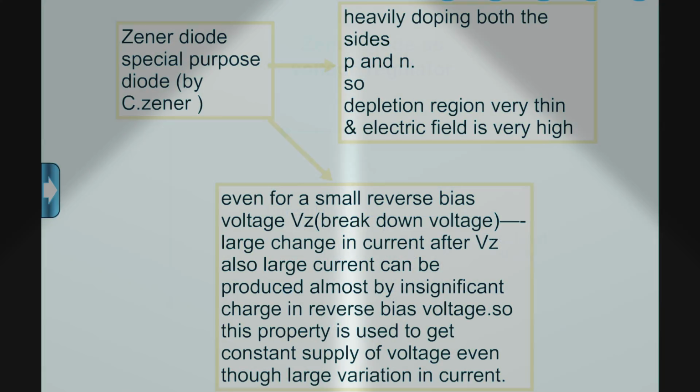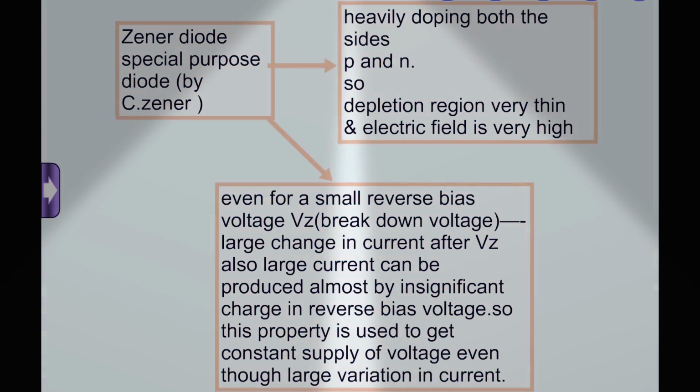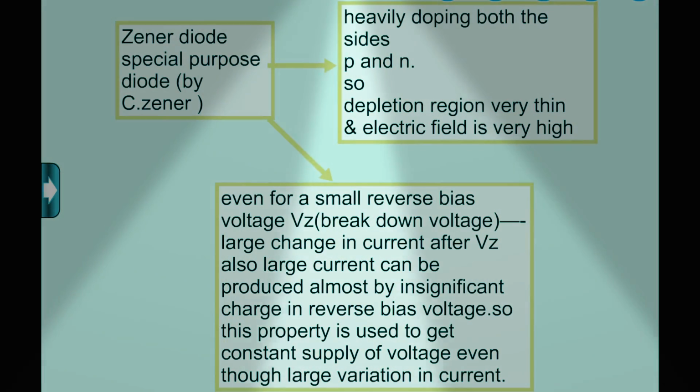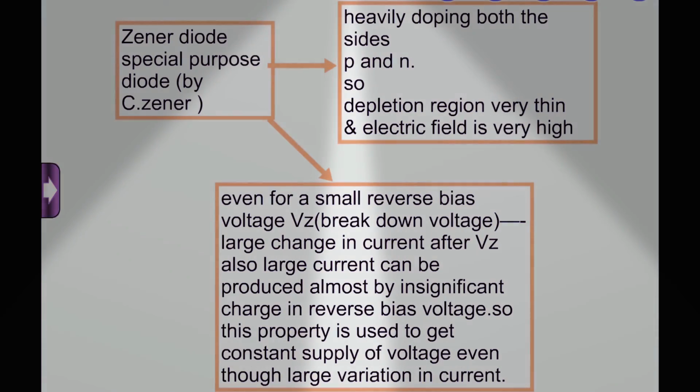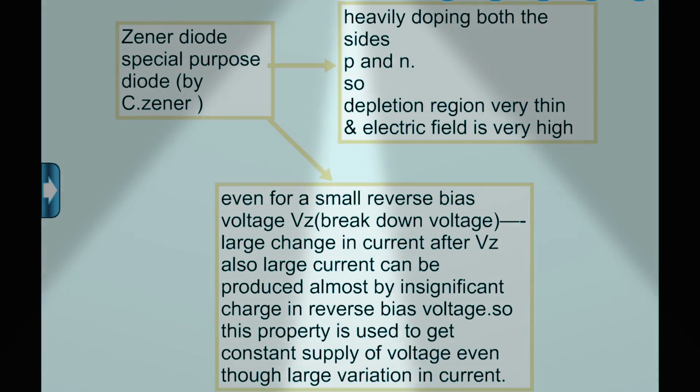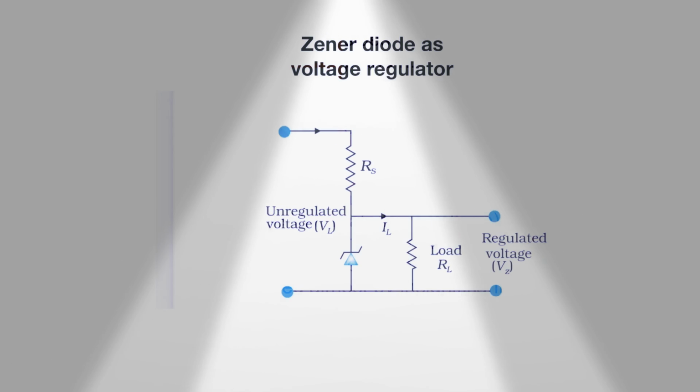Even for a small reverse bias voltage VZ, meaning breakdown voltage, we can see a large change in current. Even after VZ, a large current can be produced by an insignificant change in reverse bias voltage. So this property can be used to get a constant voltage supplied even when there is a large variation in current.